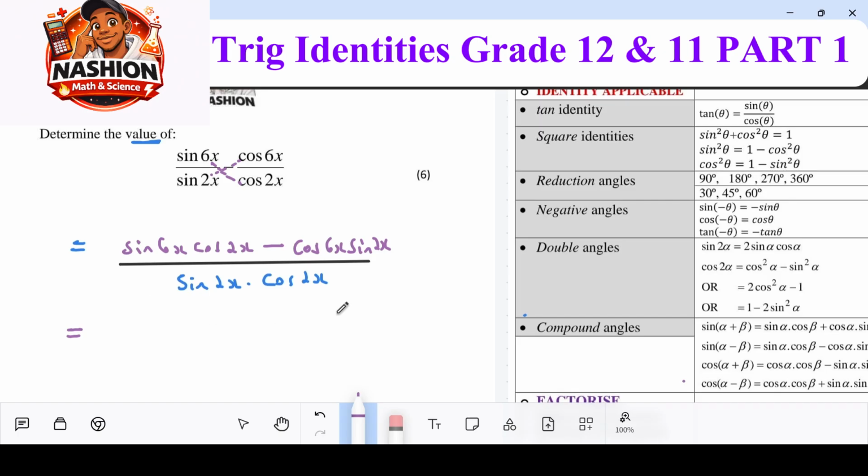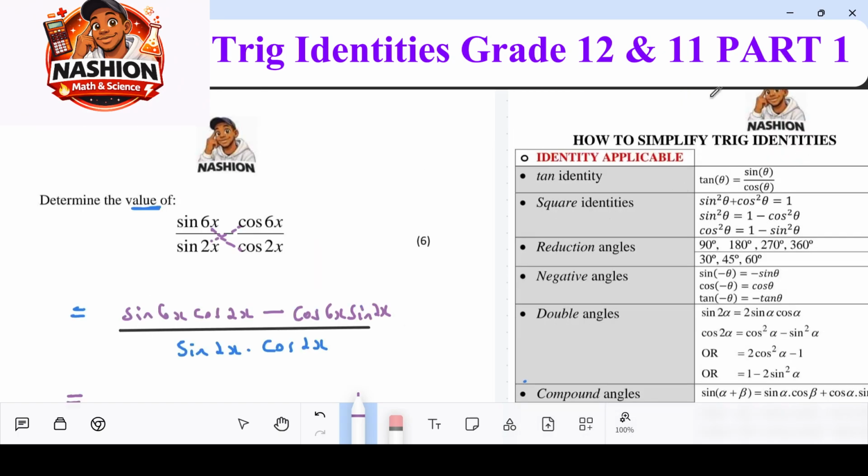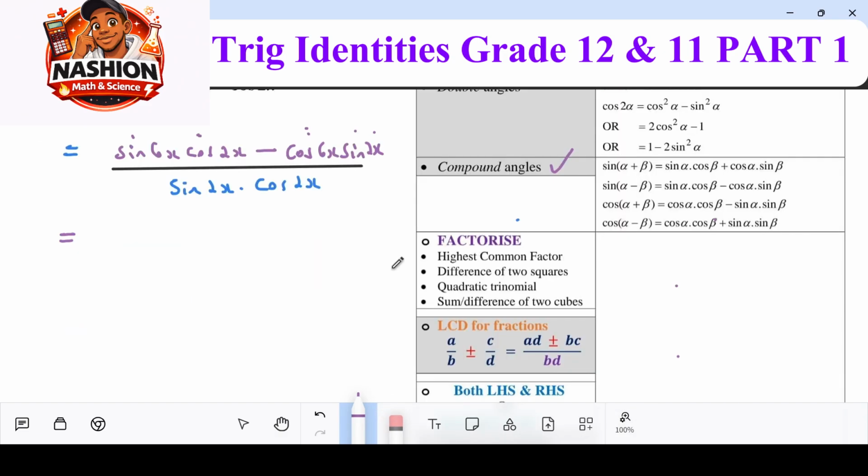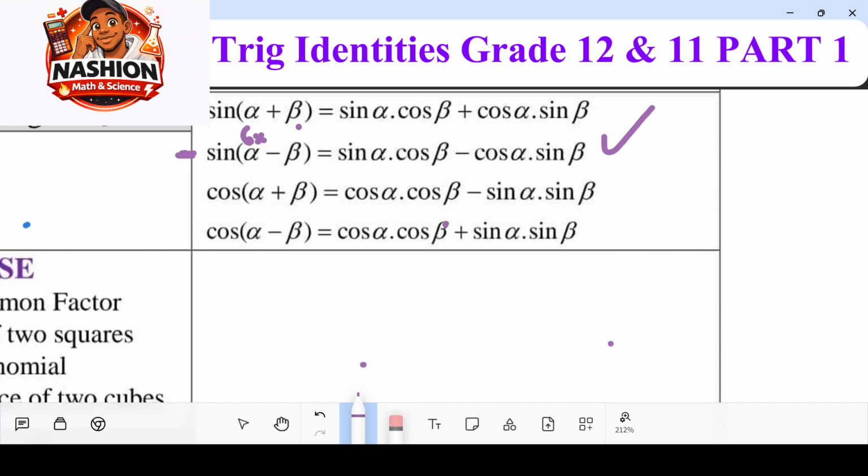Now, when we continue, guys, we repeat the same process. We must check which of these identities is applicable. Now, watch this. Whenever we see sine, cos, sine, we have to suspect we have a compound angle right there. The compound angle that says sine, cos, sine with a minus is this one right here. It's a compound angle identity for sine alpha minus beta. In this case, our angle alpha is 6x and angle beta is 2x.